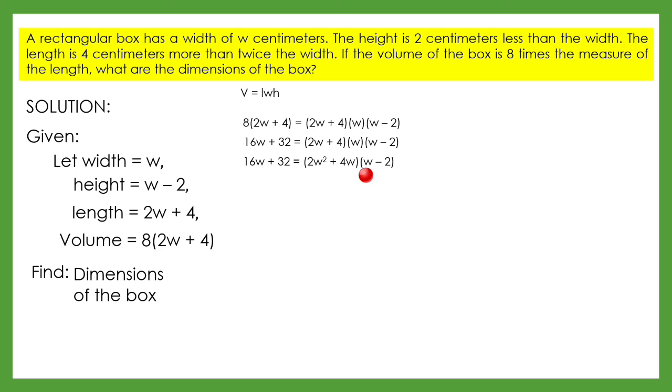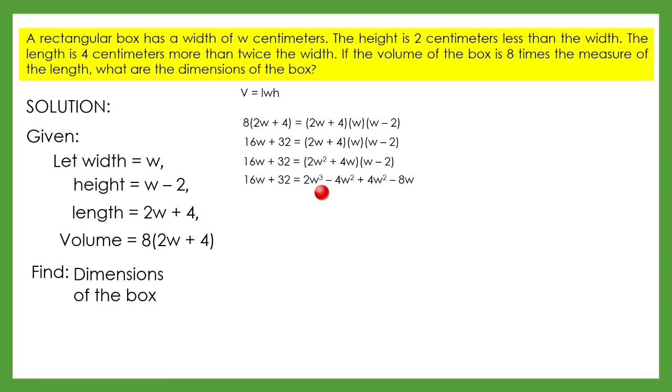Then, next, imumultiply natin yung W minus 2 dito sa 2W square plus 4W by FOIL method. I-copy lang natin yung nasa left side. So, first, yung 2W square times W, ang product ay 2W cube. And then outer, 2W square times negative 2 is negative 4W square. Then, inner, 4W times W is 4W square. And then last, 4W times negative 2 is negative 8W.